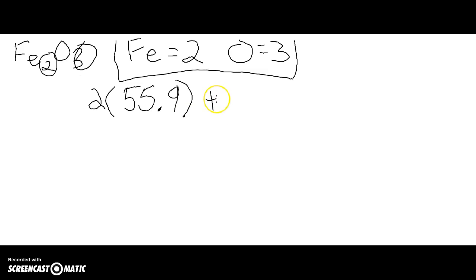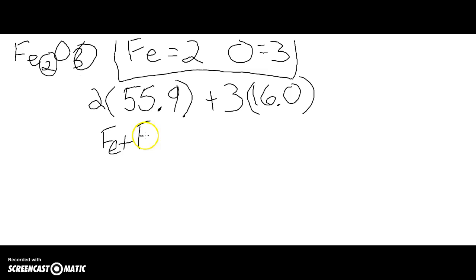And we're going to add to that 3 times the atomic mass of oxygen. Now the atomic mass of oxygen, its atomic number is 8, and its atomic mass is 16.0. What we're basically doing here is Fe plus Fe plus O plus O plus O. So we're adding together all of the elements that are in that compound. And so we're just going to put that into a calculator.